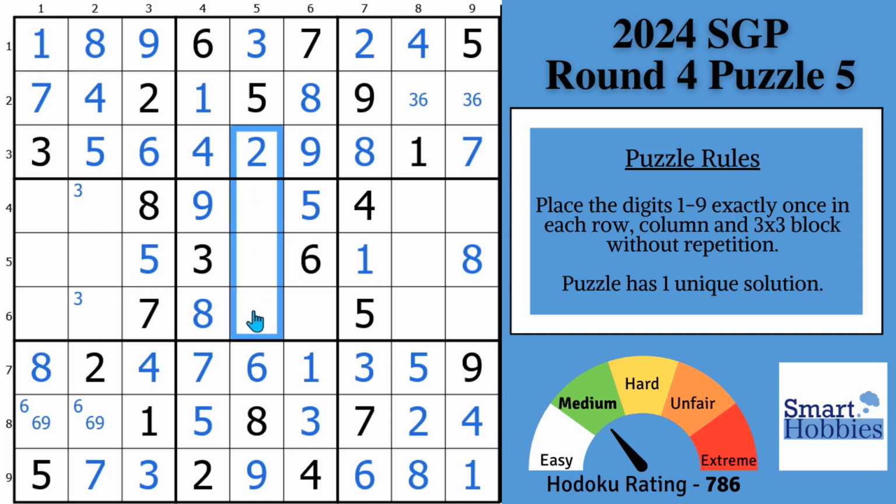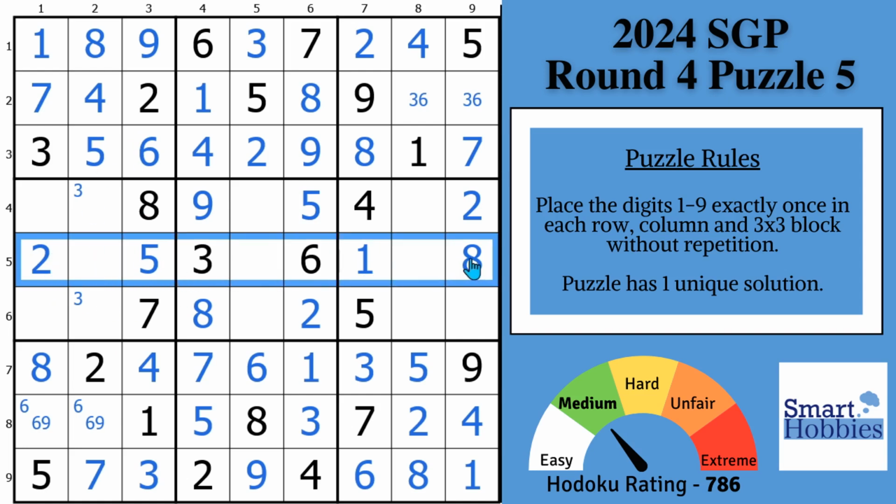And now this 2 cuts all the way down column 5. Only place left for a 2 in block 5 is right there. And then this 2 and this 2 allow us to do a little cross hatching. We can solve for a 2 here in block 6. And with these 2s and this 2, we can solve for a 2 here in block 4. Where do you want to go from here?